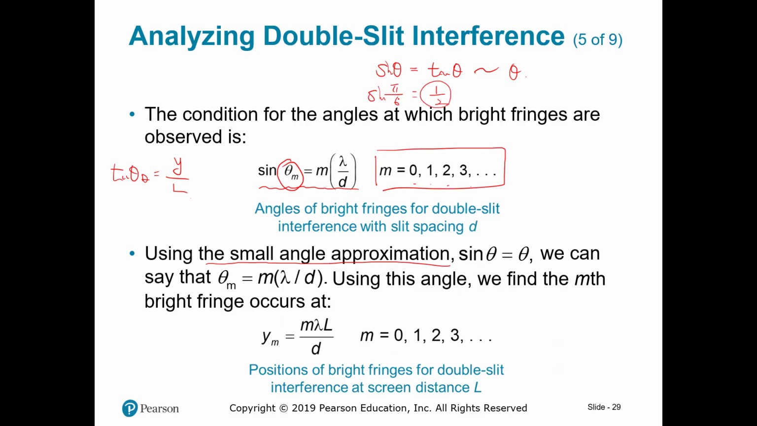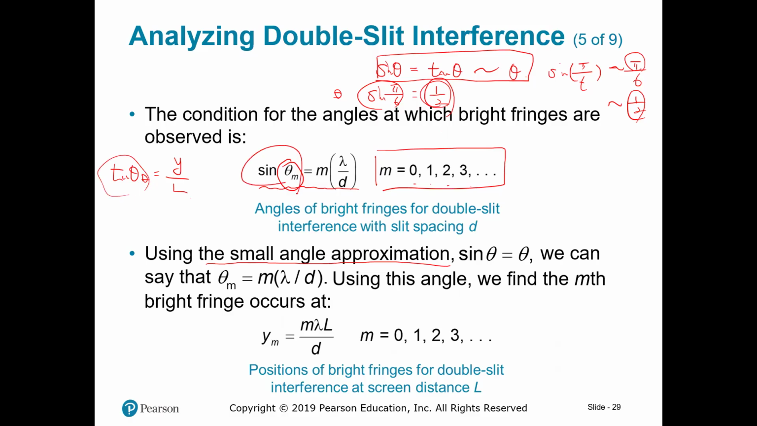Let's see if that makes sense. What is sine pi over 6 approximately, if we use the small angle approximation? It is roughly pi over 6. Now you know pi is 3 point something, so this is roughly 1/2. So you see this works, right? So tan theta and sine theta are going to be the same, especially when the angle is small. Then you can say y over L is m lambda over d.